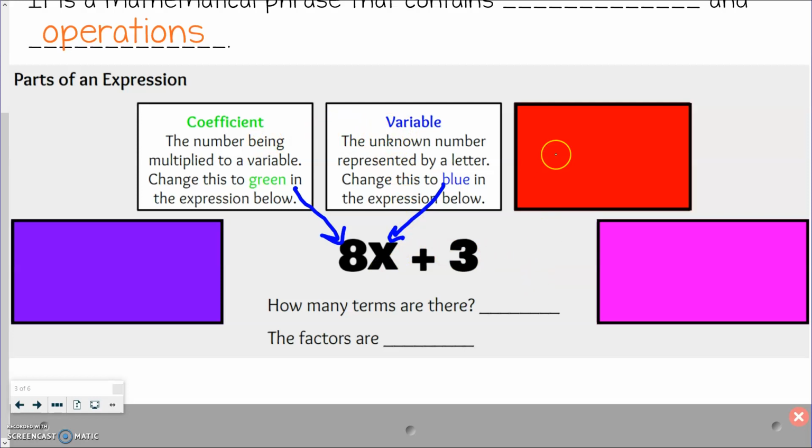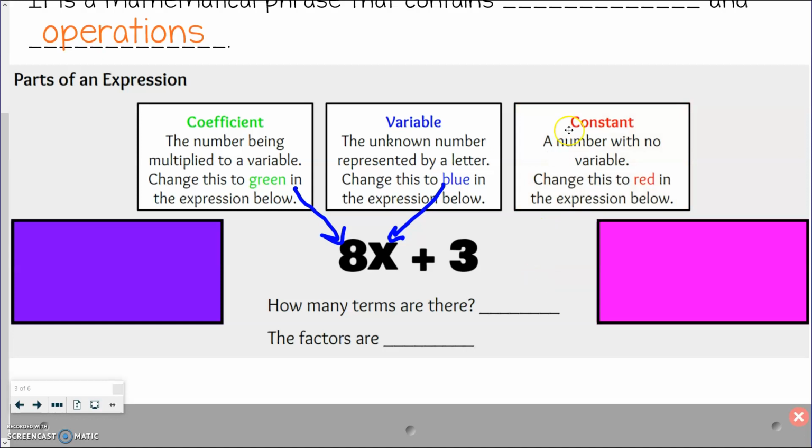Okay? The last one, and again, pause if you need to. The last one here is a constant. A constant is a number with no variable. So that would be this 3 here. So go ahead and change the 3 to red, because it's the constant. It's the one that has no variable with it.